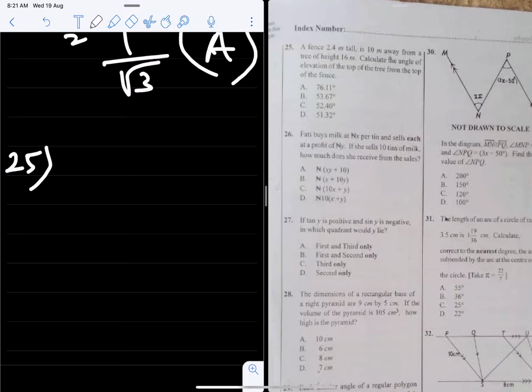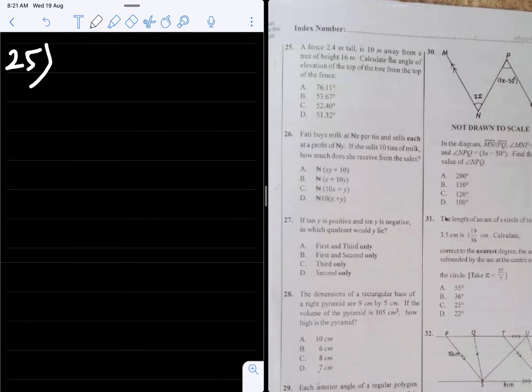That says a fence 2.4 meters tall is 10 meters away from a tree of height 16 meters. Calculate the angle of elevation of the top of a tree from the top of a fence. Oh, that's supposed to be a piece of cake too.